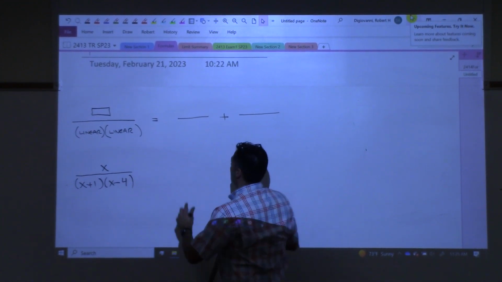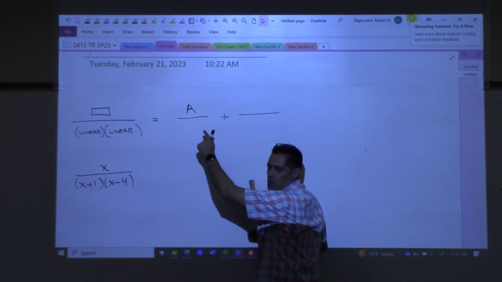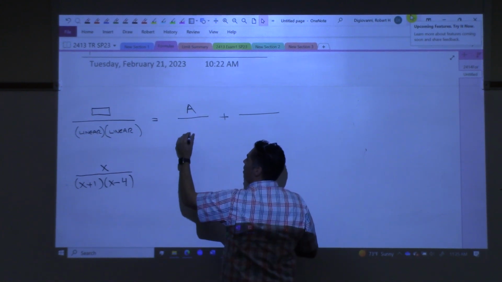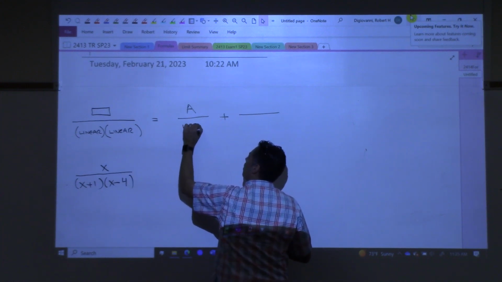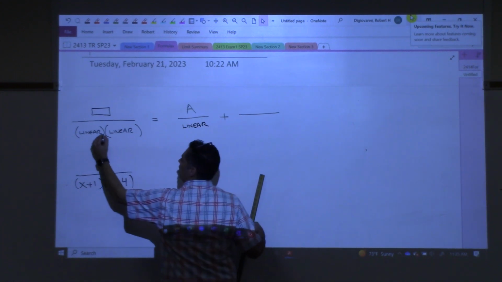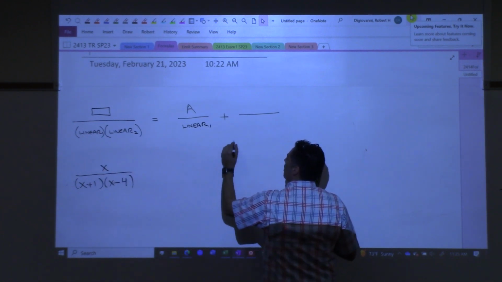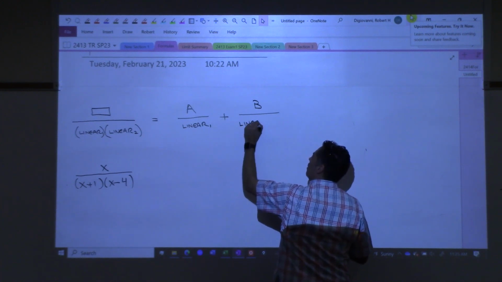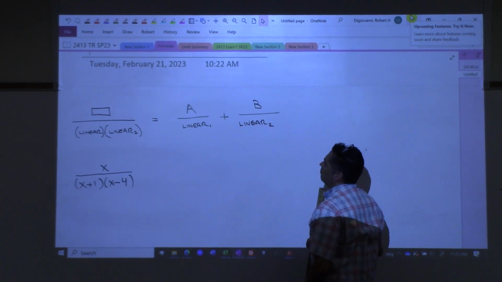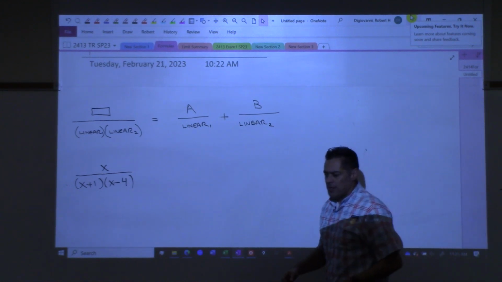And what it's going to be, this first fraction will be A. A is some number, we don't know what it is yet, but that's some number over that first linear, let's call this linear 1 right here, and let's call this linear 2. This will be the first linear expression, and then we'll have some other number over the second linear expression. So we can decompose something into two pieces.